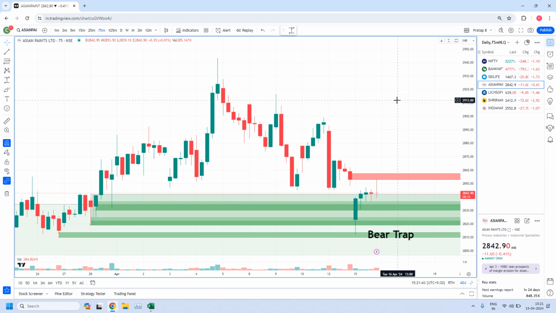But still we got an excellent trade from ASIANPAINT's bear trap, which is below the 75 minutes high liquidity zone. And there are several other reasons for the success of this bear trap. That also we will discuss. It's a very interesting analysis. First, let us look into this stock.